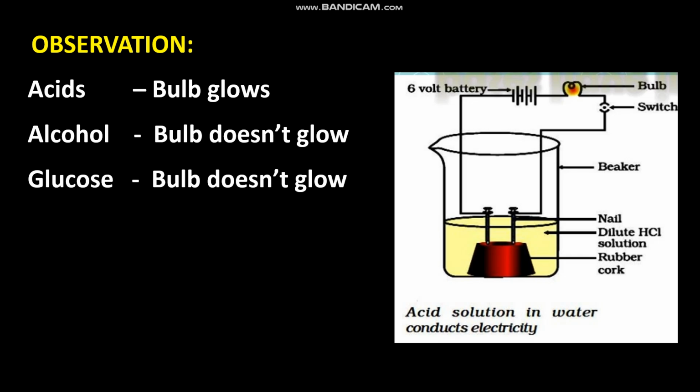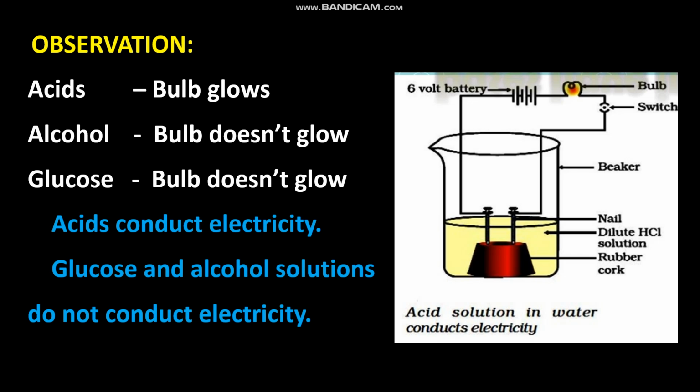In the substances which contain hydrogen atoms, the bulb doesn't glow here. So why does the bulb glow? The bulb glows because acids conduct electricity. When acids are taken here, the bulb glows. That means the acids conduct electricity here.